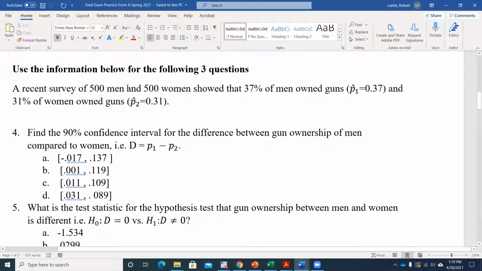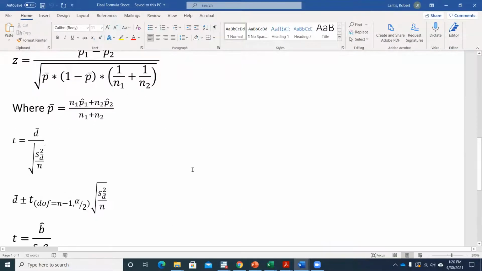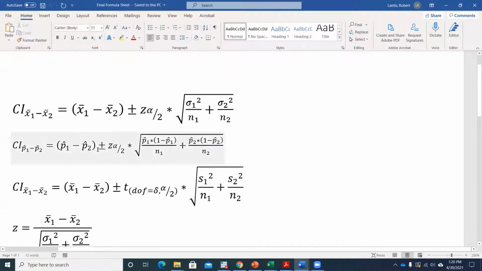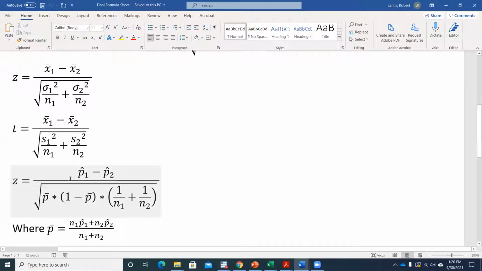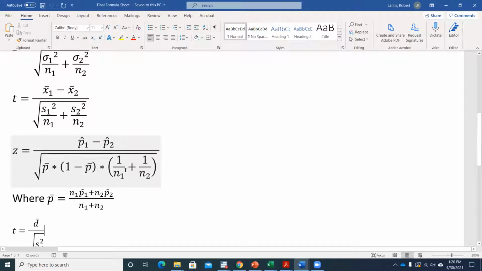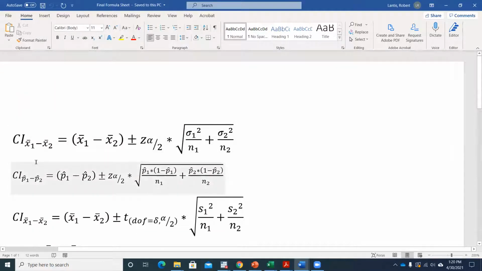Well, let's say we had an example like this where I've got 500 men, 500 women. I've got 37% of men owning guns, 31% of women. So I give you here, group 2 is women, group 1 is men. Here's their sample proportion. What's the 90% confidence interval? Well, if we look at our formula sheet, once again, I gave you sample proportions. So when you're looking at these, automatically say, okay, here's one that I could be using. Here's one that I could be using. Those are the only 2 that you should even think about applying to this problem. And then I remember, oh yeah, I'm asked for a confidence interval. I need to have a lower and upper bound.